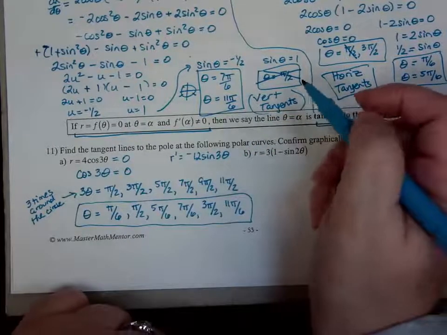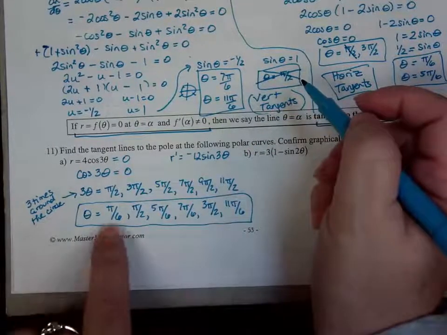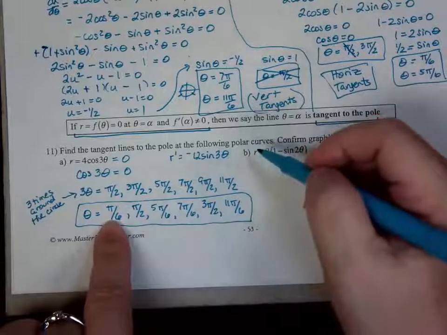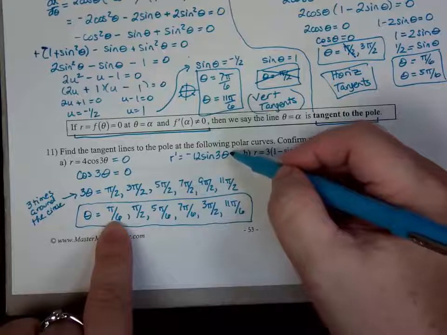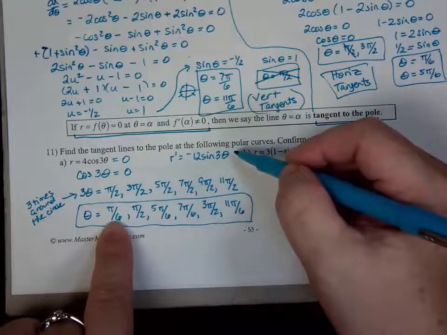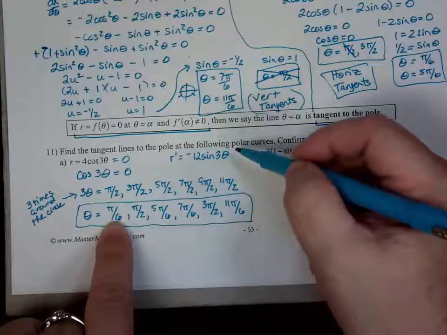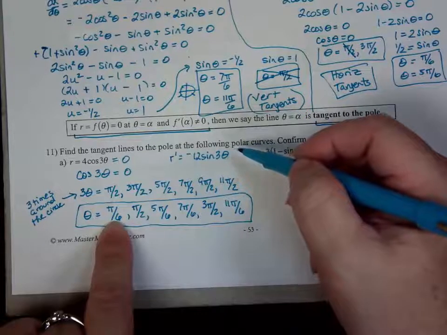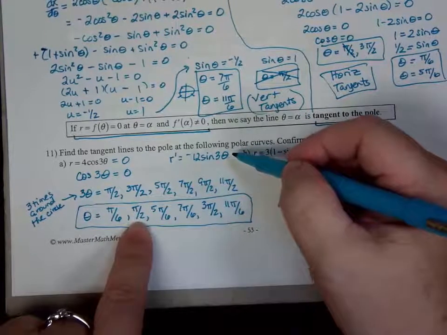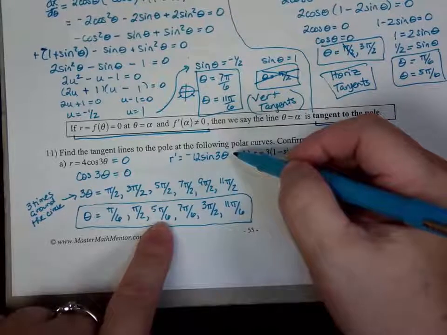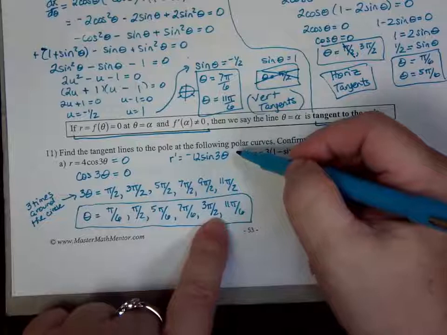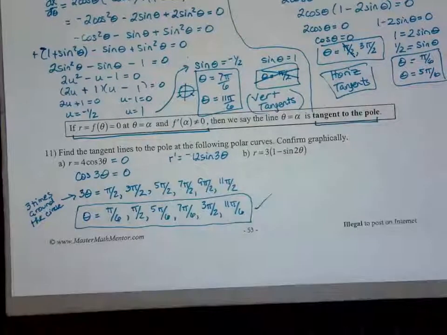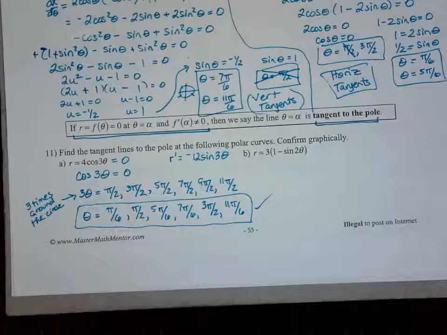Now mentally, we're going to do this real quick. If you plug in 3 pi over 6, are you going to get 0? No, sine equals 0 at 0 and pi. If I plug in pi over 2, that'll be 3 pi over 2, nope. 5 pi over 2, nope. 7 pi over 2, nope. 9 pi over 2, nope. So all of these are good answers. We just mentally check them all to make sure that none of them made the derivative equal to 0.